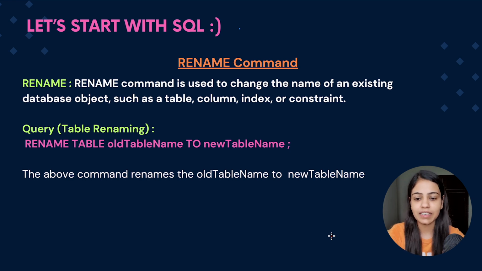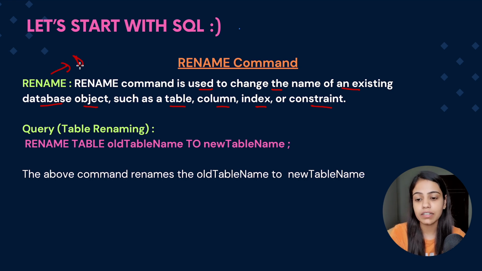So what is this rename command? Rename command is used to change the name of an existing database object such as a table, column, index or constraint. So whenever we want to make any kind of changes to a database object like a table, column, index or constraint, we use this rename command. As the name suggests, rename. Whenever we want to give a new name to a table, a column or a constraint in SQL, we use this rename command.